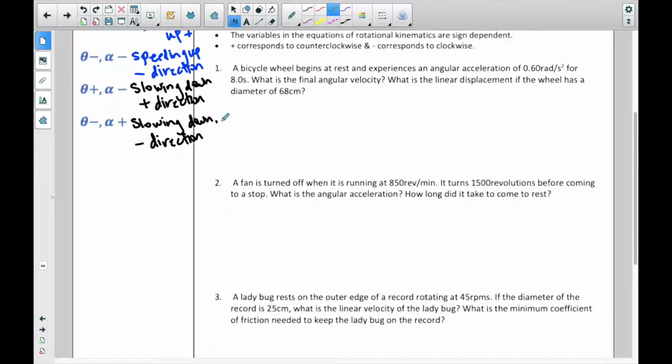A bicycle wheel begins at rest and experiences an angular acceleration of 0.6 radians per second squared. Now, something that they mentioned briefly, but it was hard to catch if you might not have caught it, and that is what its initial velocity is. It starts at rest, so its initial velocity is 0 radians per second. And it says it's going for 8 seconds, so our time is 8 seconds. What is the final angular velocity? That's what we're looking for. And what is the linear displacement? So let's talk about part A first.